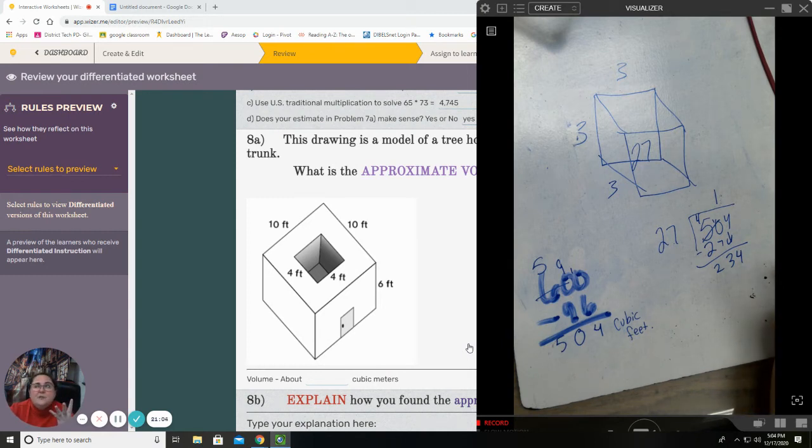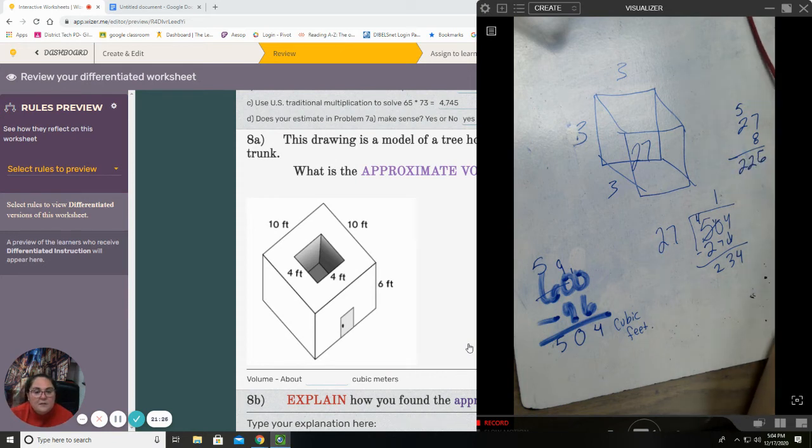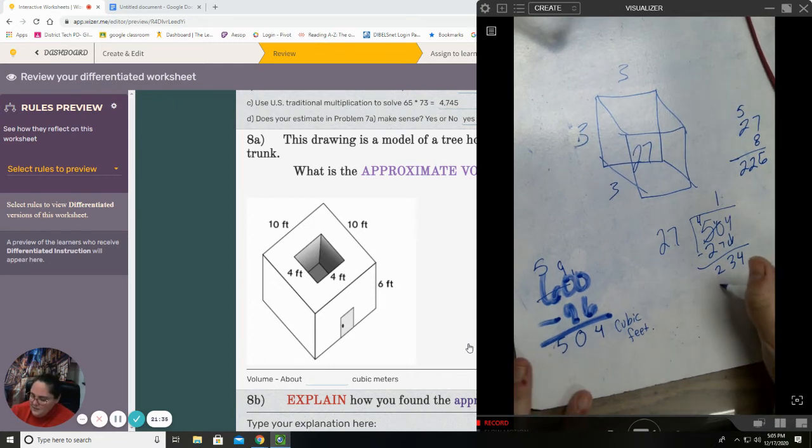3, 6, 9, 12, 15, 18, 21, 24. Let's try 8. Let's do 27 times 8 and see what we get. 8 times 7 is 56. 8 times 2 is 16, plus 5 is 21, 22. There we go. It's close, right? 226, 234. Yeah, I think that'll be fine. Let's try it.